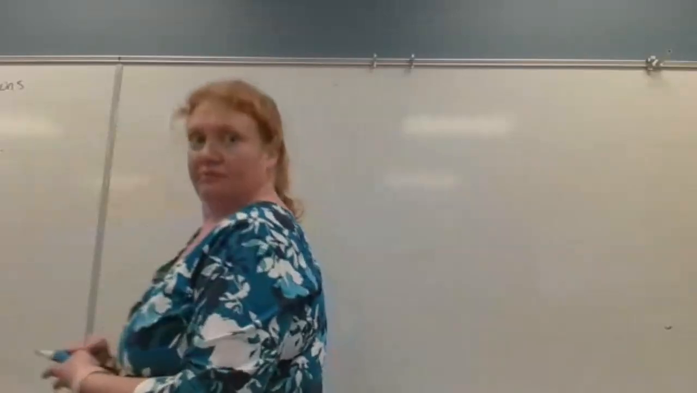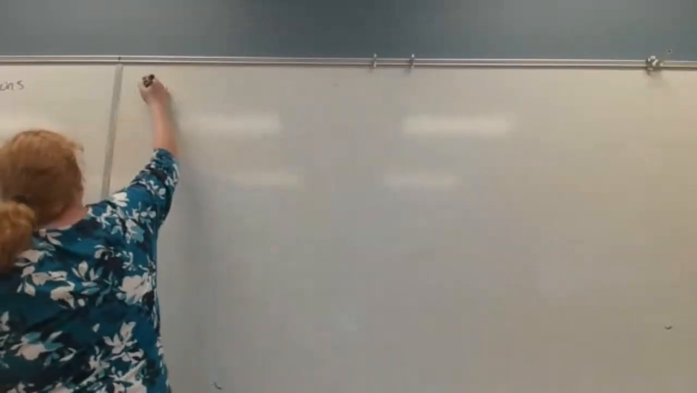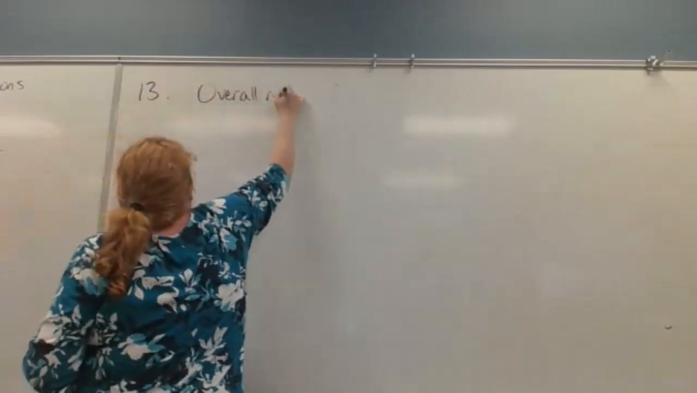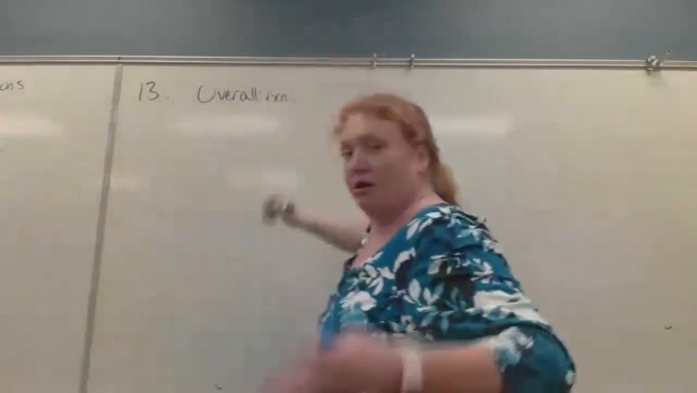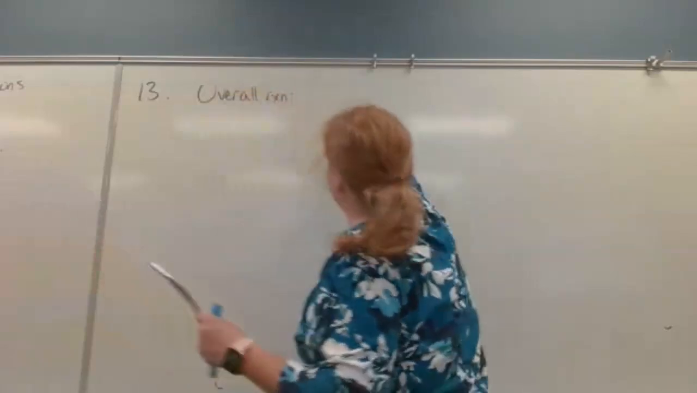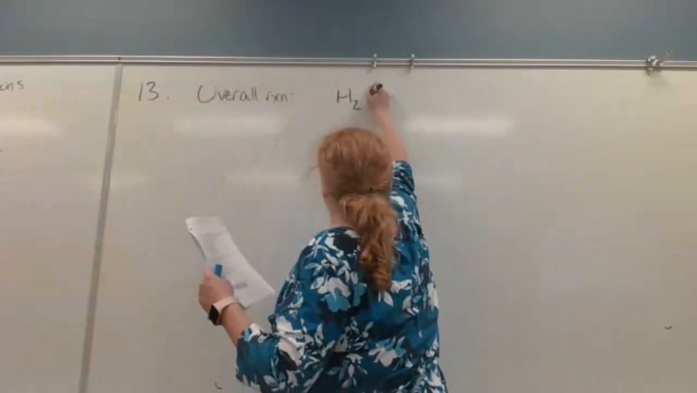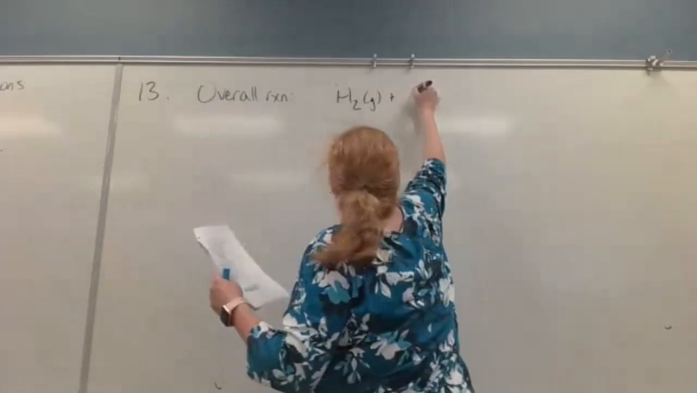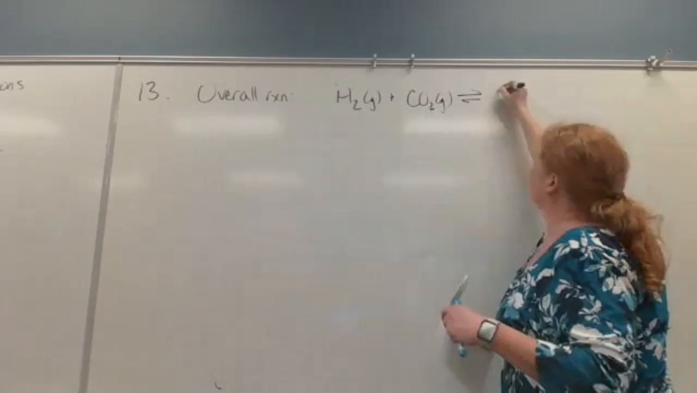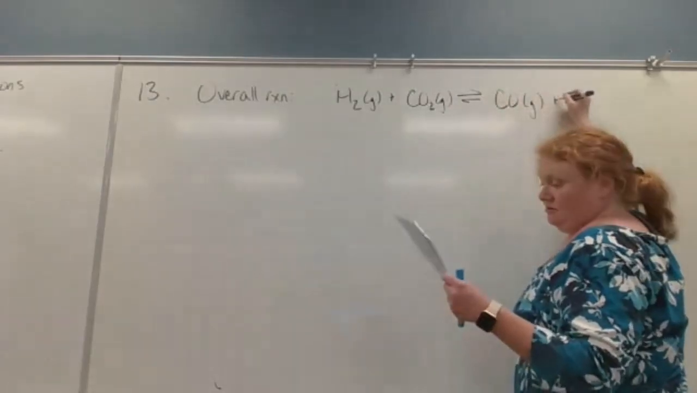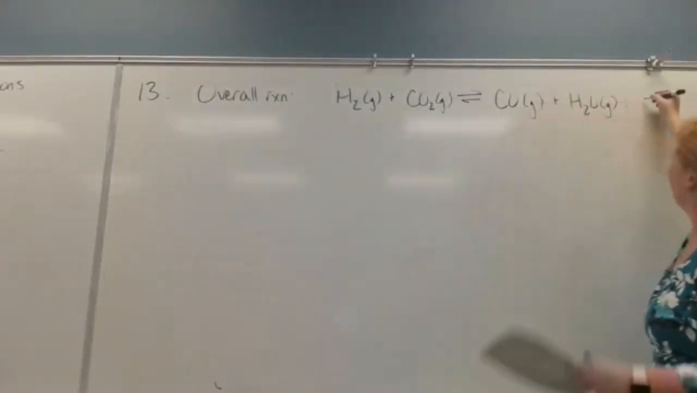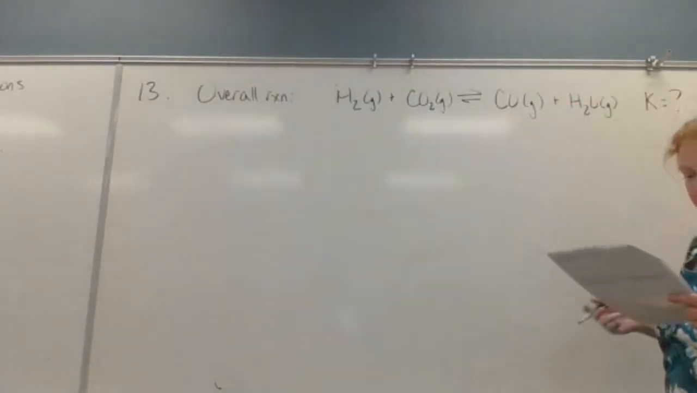Here's what I want. Here's the reaction I want K for. Sometimes I call this the overall. It's the one I want to know what K would be for this reaction. What is K? Hydrogen plus carbon dioxide makes carbon monoxide and water. And this is water in the gas phase. Okay, all of that's a gas phase. I want to know what is K.